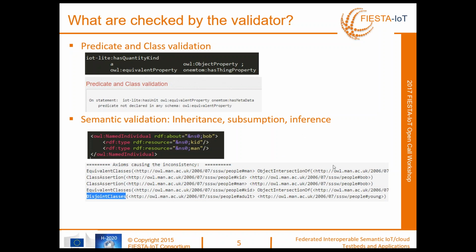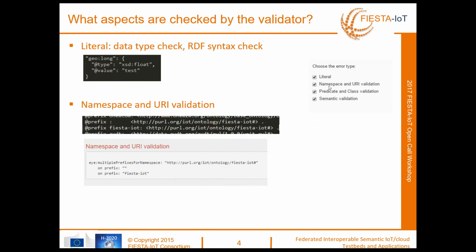So if in your annotated data there is an error of any of these aspects or categories, it will be considered not valid and will be rejected by the FIESTA IoT platform. So what you need to do is to make sure there is no error in any of these categories.